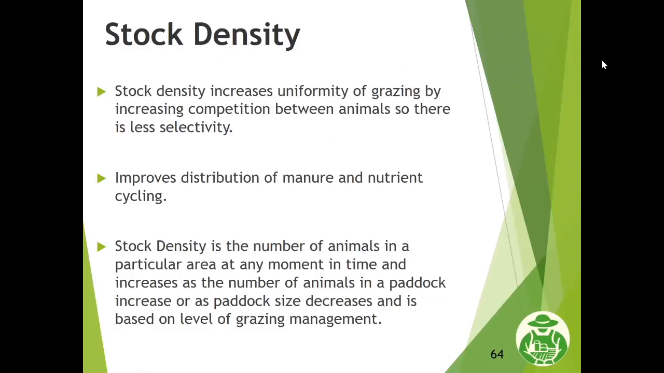So stock density helps increase the uniformity of grazing. It increases the competition of animals. When you have a stock density area or a paddock, it increases the uniformity of what they're grazing. The animals are all in competition, and they're less selective. They're trying to eat before the other animals get what they think that they should eat. So this helps improve the distribution of manure and nutrient cycling throughout that paddock.